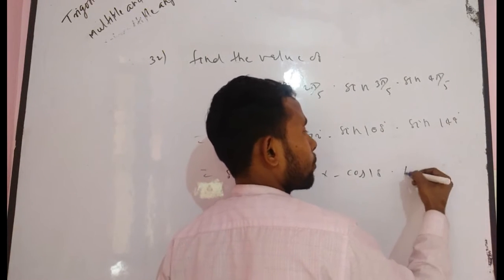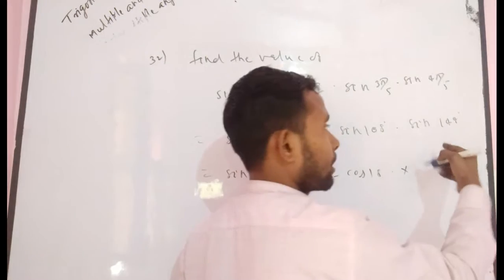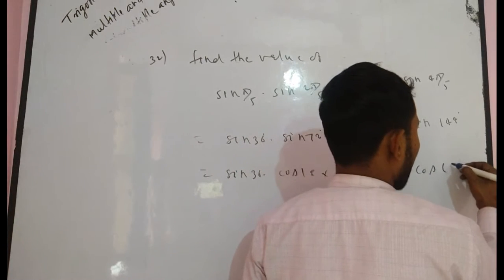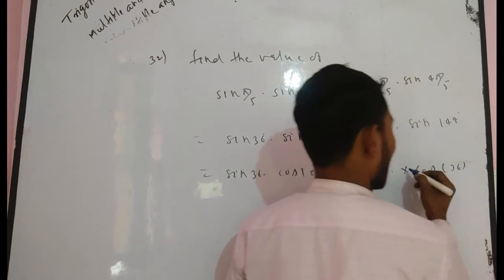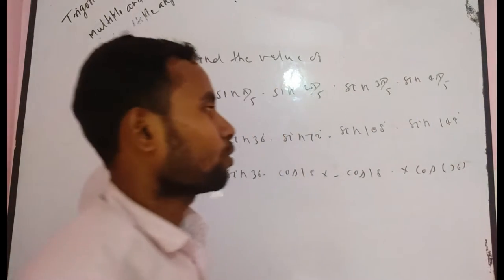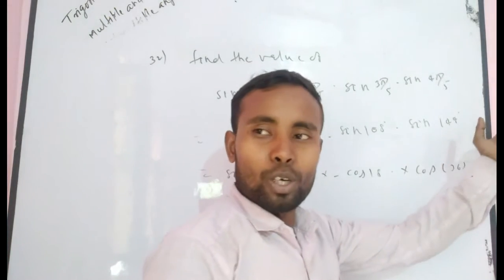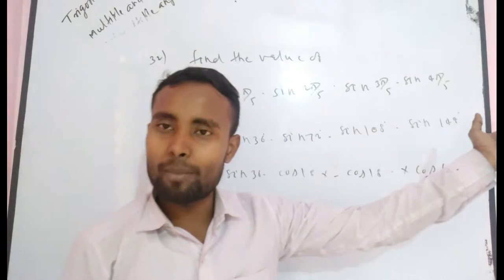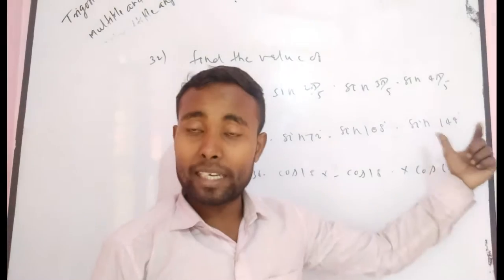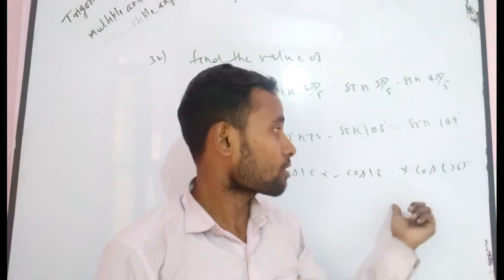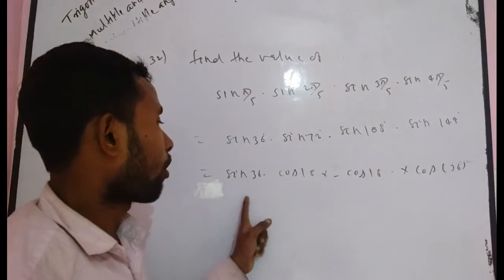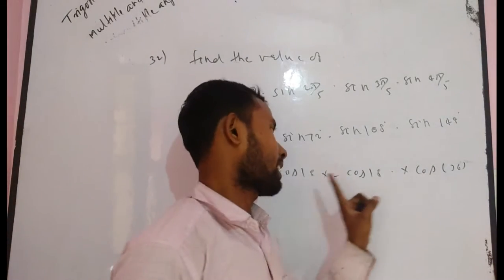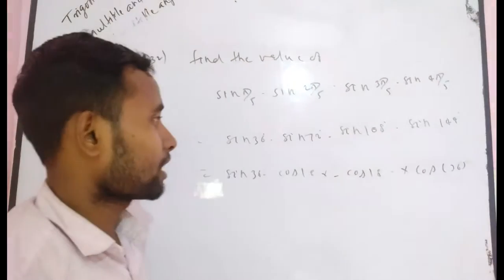Similarly, sin 144 lies in the second quadrant. How do you write it? Because 144 can be written as 180 minus 36, and sin(180 minus 36) will be sin 36. So I have written it. Now you have to simply put the value of cos 36, sin 36, cos 18, sin 18. After that it becomes very easy for you.